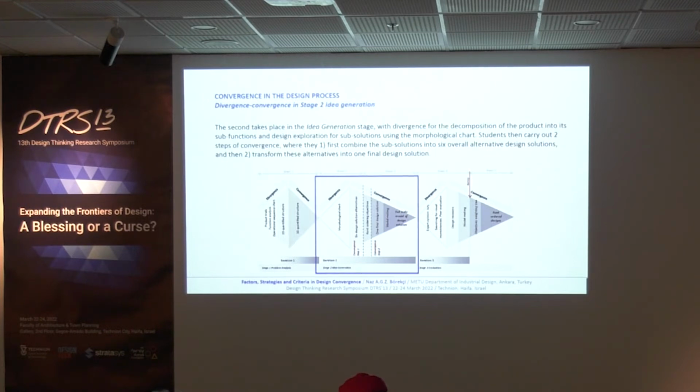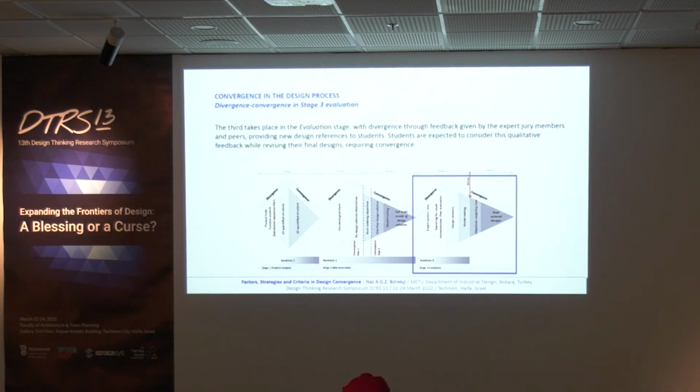mockups. The second takes place in the idea generation stage, with the divergence for the decomposition of the product into its subfunctions and design exploration for sub-solutions using the morphological chart. Students then carry out 2 steps of convergence, where they first combine sub-solutions into 6 overall alternatives and then transform these alternatives into one final design solution.